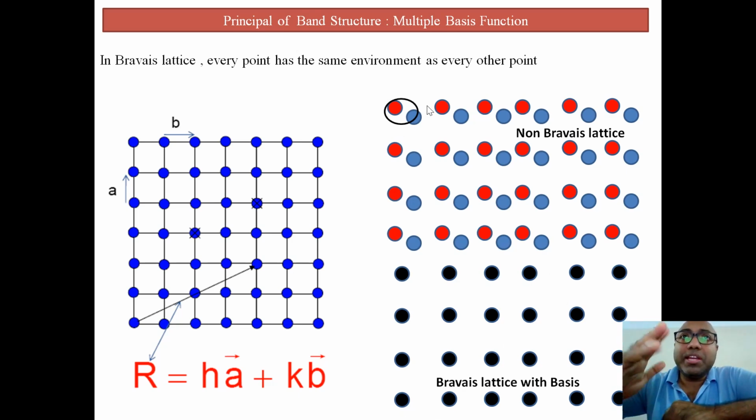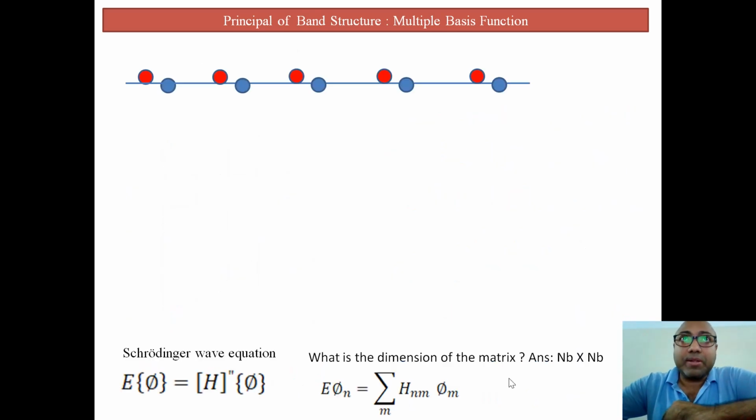How they link to SPD, whatever. So this is the concept, and we have to introduce this knowledge to find the band diagram, and then we'll complete it. So let's start. Principle of band structure, multiple basis functions. With multiple basis, one thing is very important. Suppose you have a one-dimensional crystal with n number of atoms. How many solutions are you expecting?